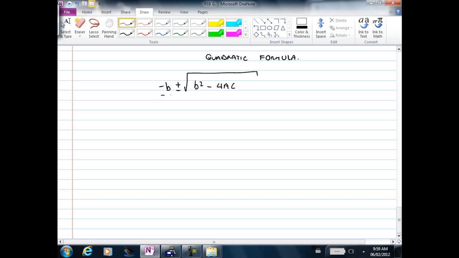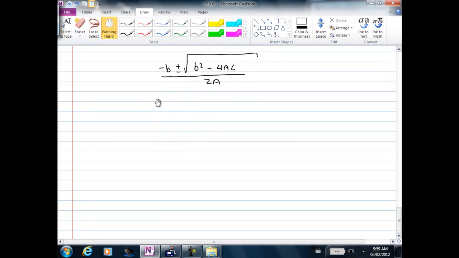Correct? Over 2a is correct. That's the quadratic formula. I'm going to give you a scenario, and I want you to find the solution. It says solve. Let's say I did the formula, and I had this: -2 plus minus root 50 over 3. Solve to 2 decimal places.